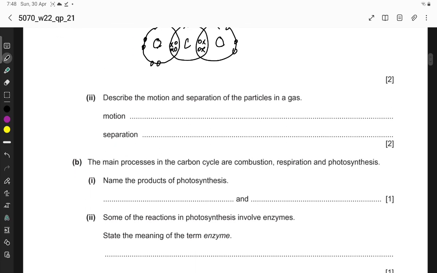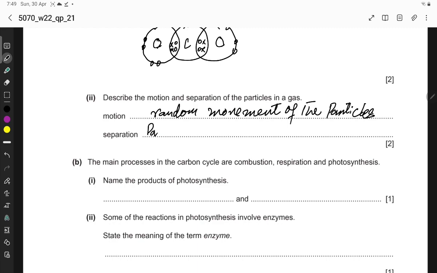Describe the motion and separation of the particles in a gas. Motion is random movement of the particles. And separation, particles are far apart from each other.